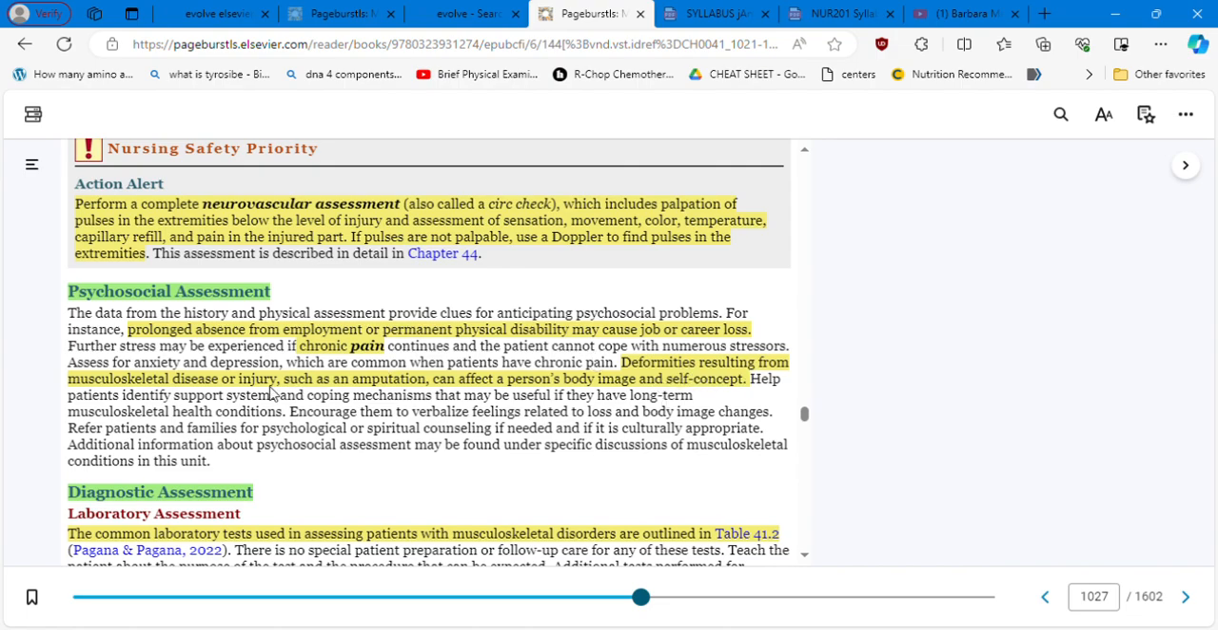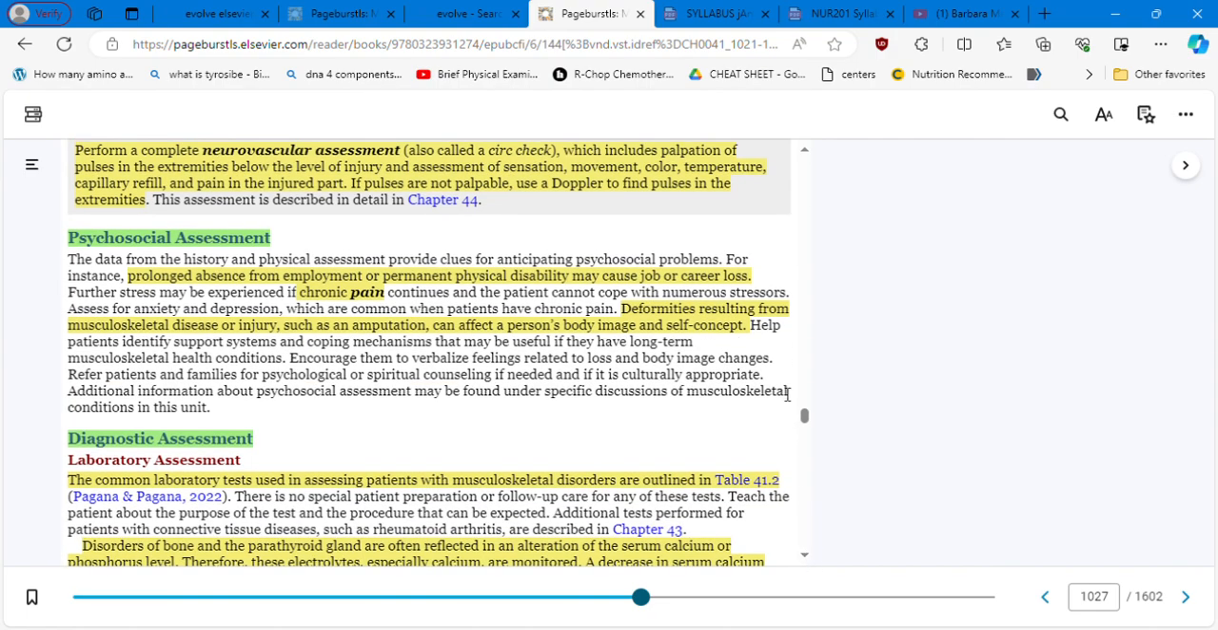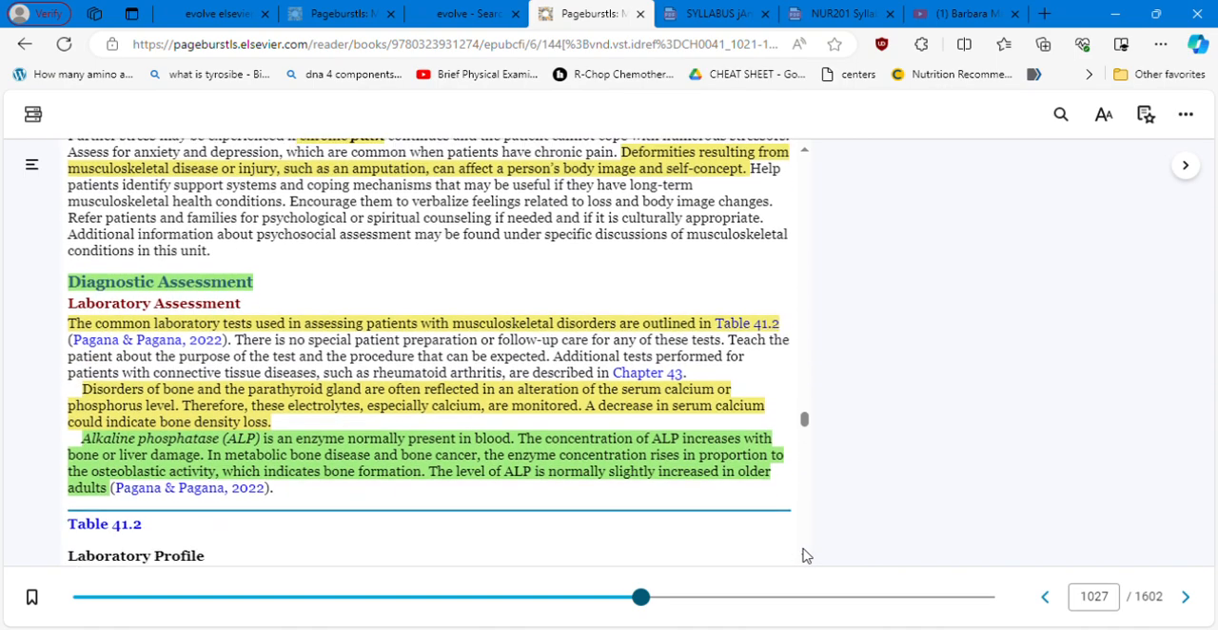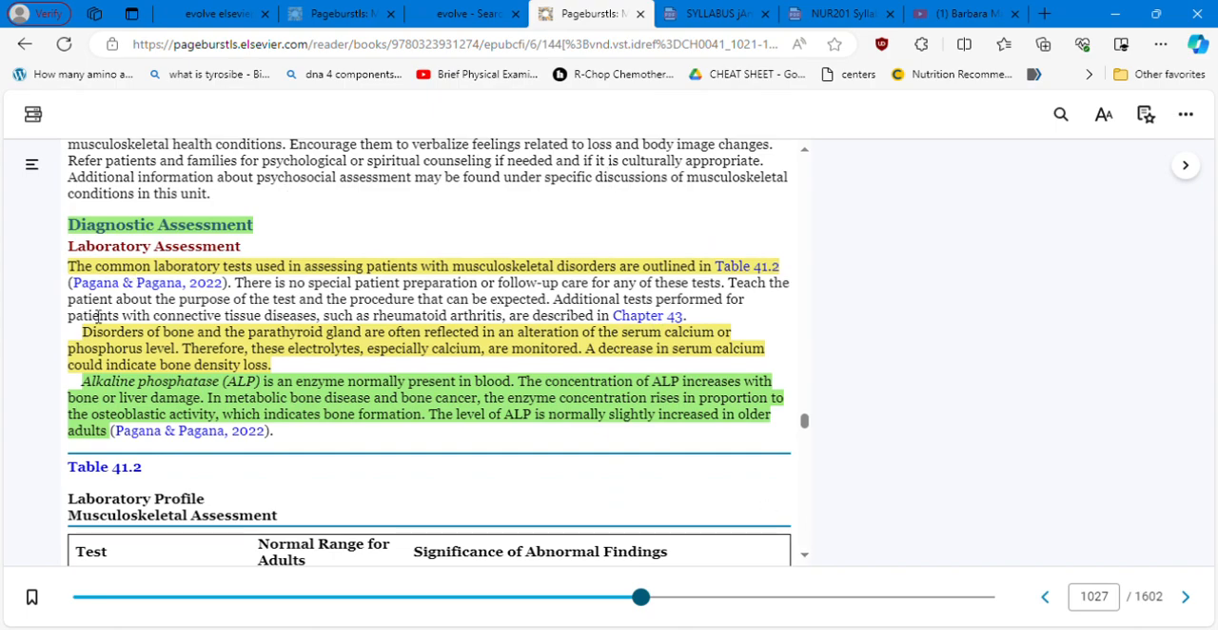Deformities resulting from musculoskeletal disease or injuries such as amputation can affect a person's job and self-concept. Yes. So another mnemonic that I just remember is the calcitonin: calcium decreases with increased levels of calcitonin, and PTH, the parathyroid hormone, puts calcium up. Okay, so these two videos are full of mnemonics.